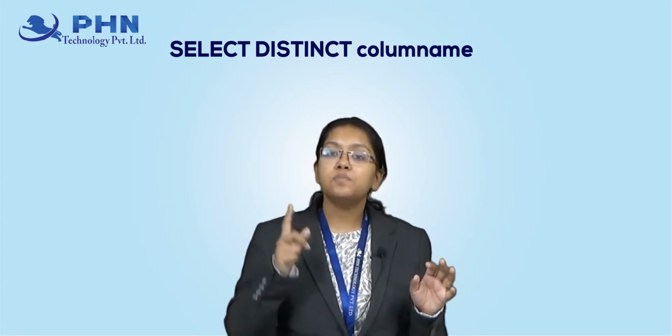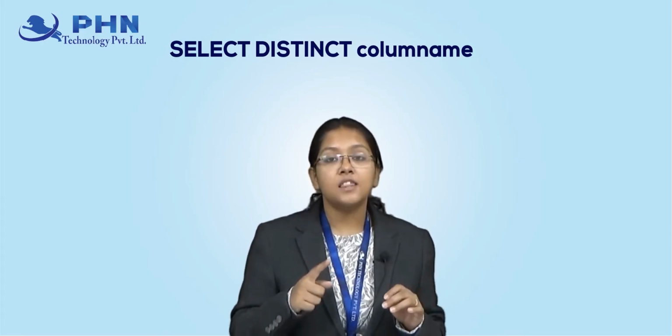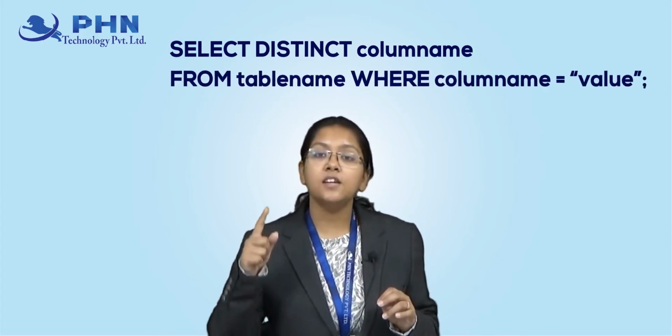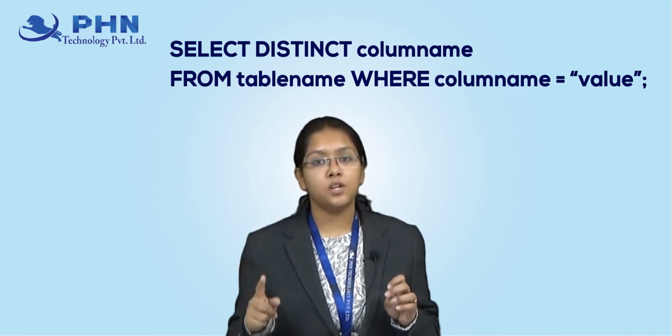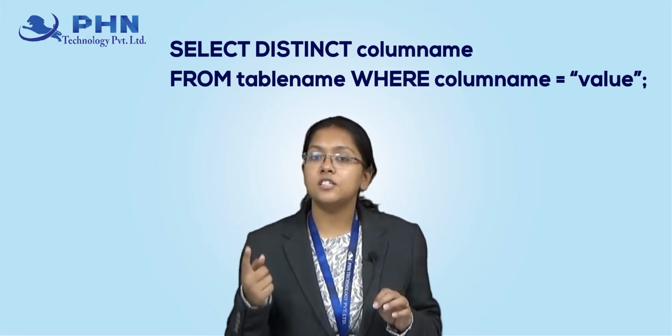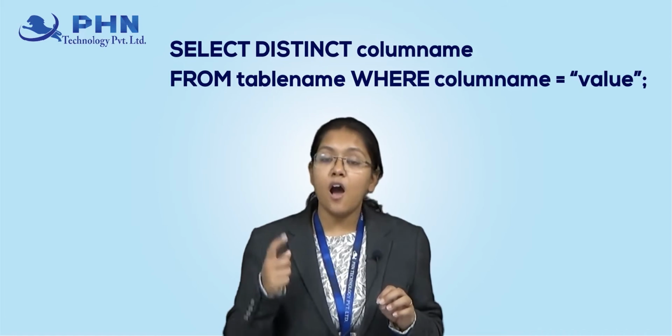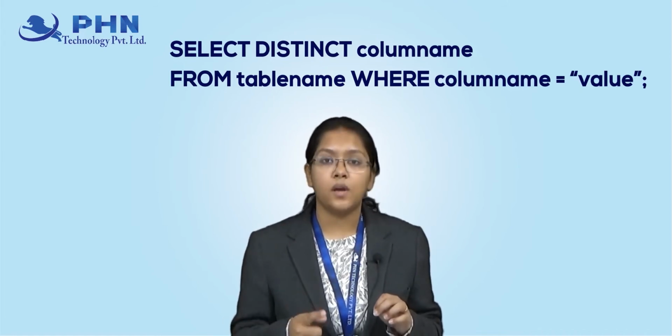So I have to specify the column name over there, then FROM table_name, and then WHERE column_name is equal to value, semicolon. So this is the particular syntax of the DISTINCT clause. How we can use this, we will see through this query.